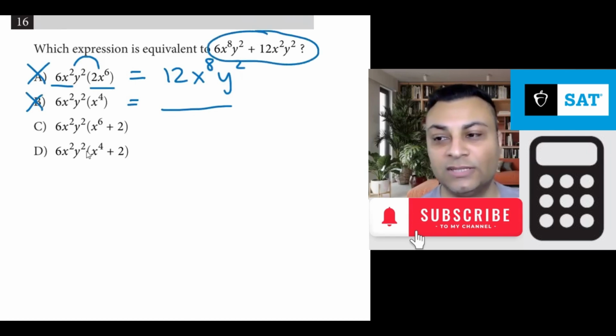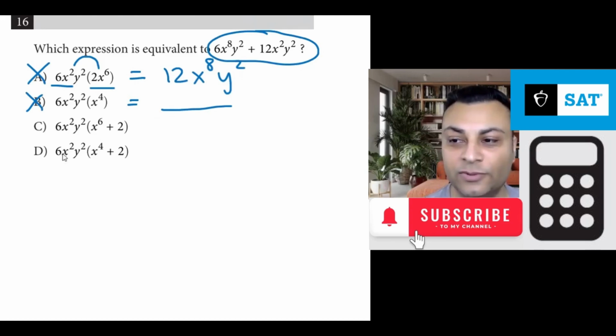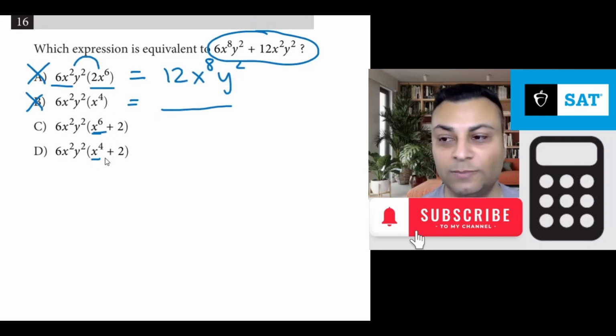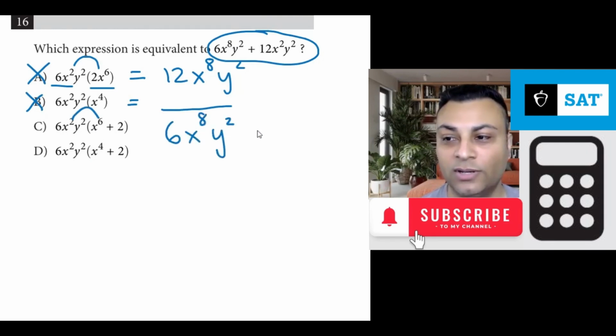And what's going on with C and D? Well, the only difference between C and D is this term. X to the 6th versus x to the 8th. Everything else is the same. So let's go ahead and expand option C. When you expand this way, you get 6. X squared and x to the 6th, you get x to the 8th. And then y squared. And then plus the second term, but let's not worry about that. We'll just do this one right now. 6. X squared and x to the 4th give you x to the 6th, y squared, and you still have a second term.